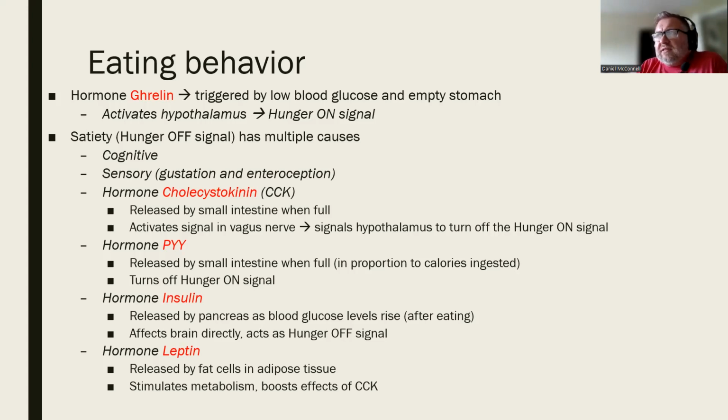Then the next question is, when do we feel full or satiated, right? How do we trigger a hunger off signal? So there's a variety of hormones that are listed here as shown, but there's also, as I had said, a lot of cognitive factors here.